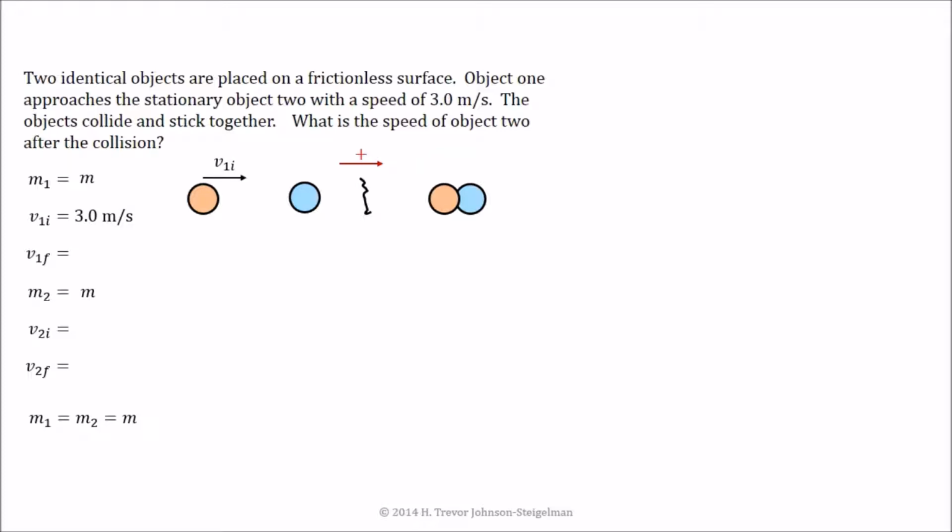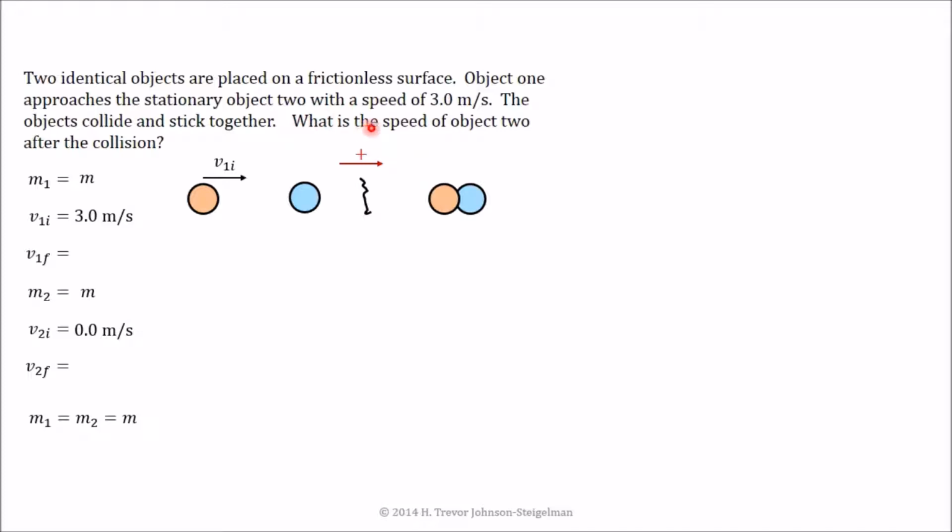Okay, we are told that the first object goes with a speed of 3 meters per second. We're not told which direction, so we're just going to pick one. We are told that the second object is standing still, so I've drawn an arrow for the first object. I have no arrow for the second object because it's standing still. If you want to put v equals 0 right here, you're more than welcome to. In fact, that's oftentimes helpful.